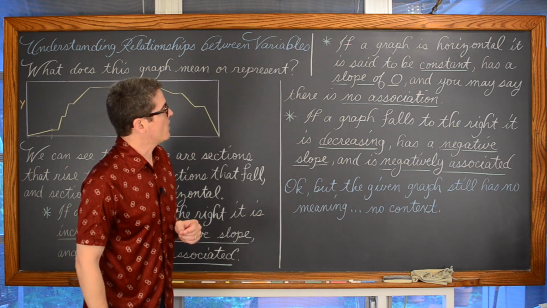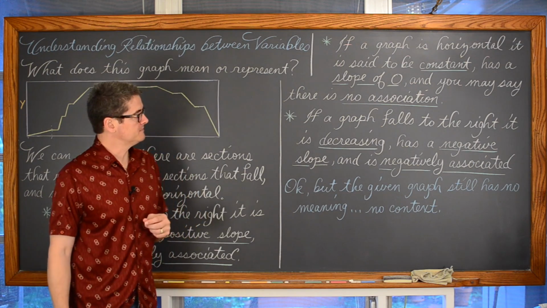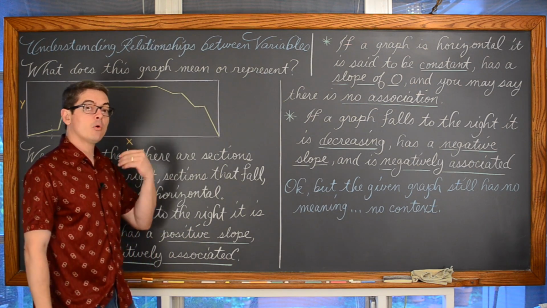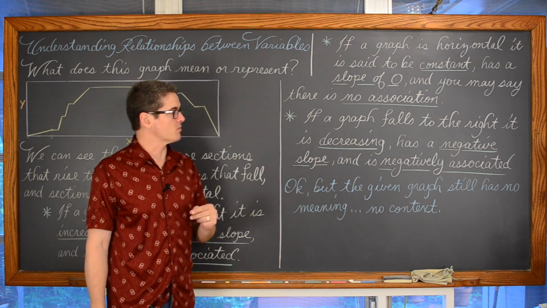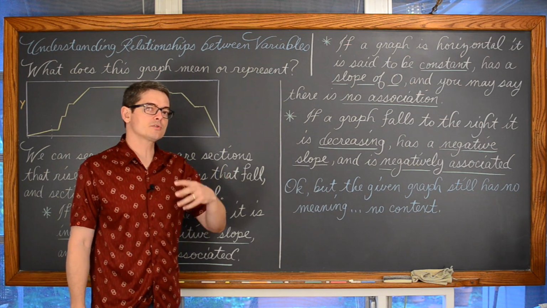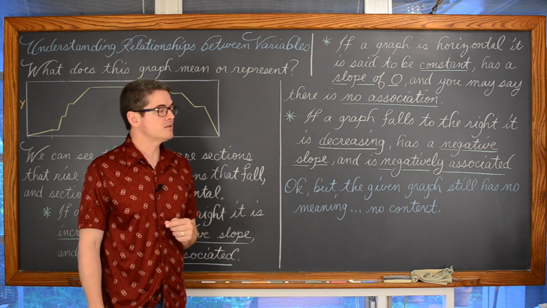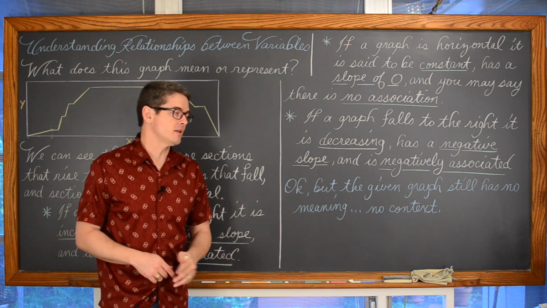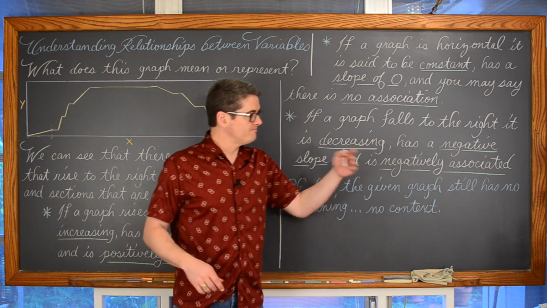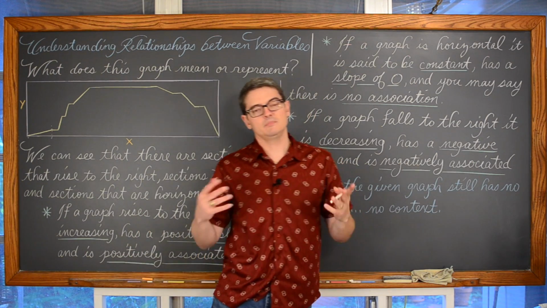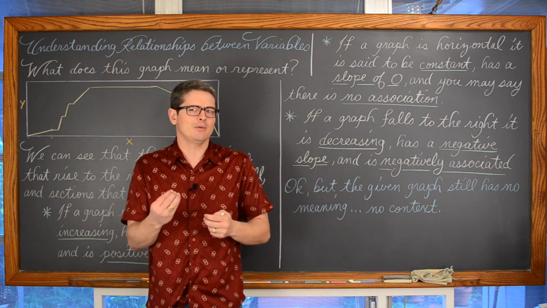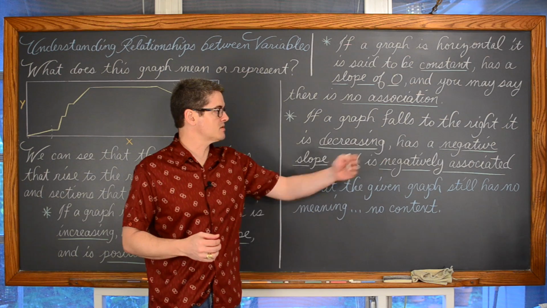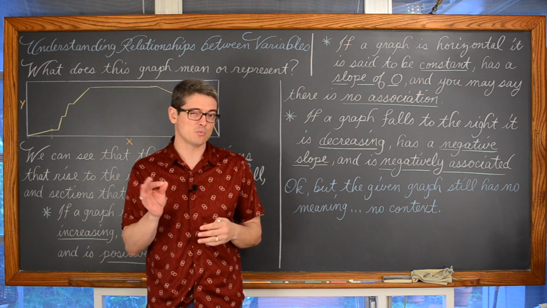And then if a graph falls to the right, then along those portions, or the entire graph if such, it is said to be decreasing, have a negative slope, or is negatively associated. You can use that phrase even in a pure mathematics formula type graph situation, but it is used a lot with application problems, word problems.